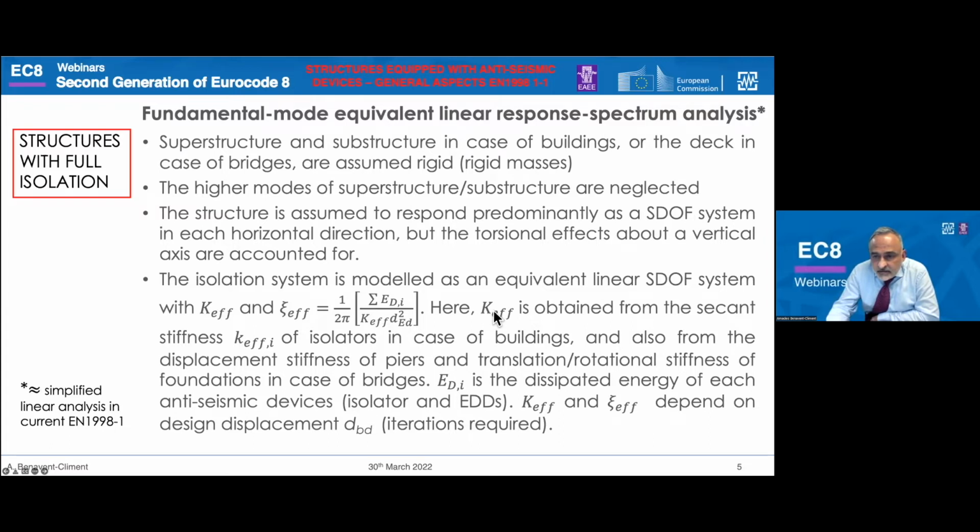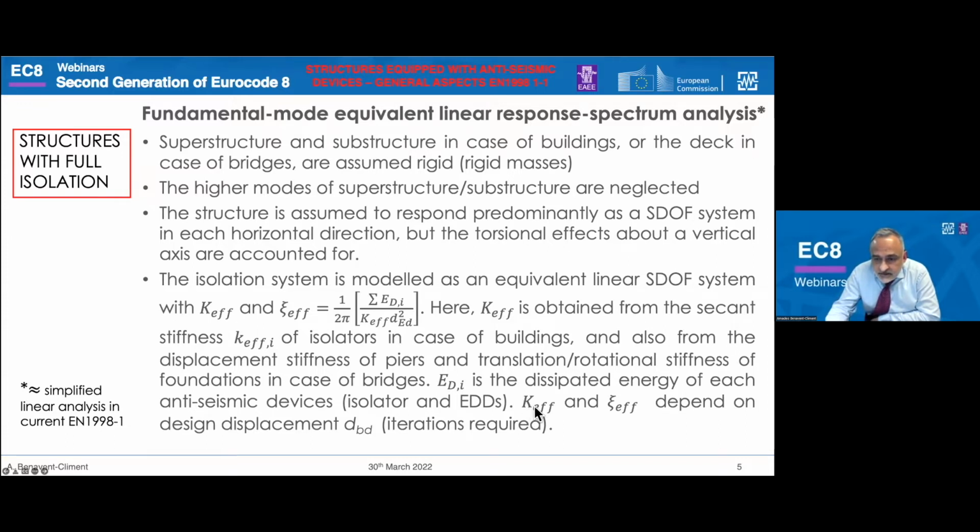Here, the effective stiffness is obtained from the second stiffness of the isolators in case of buildings, and in case of bridges it also includes the contribution of the displacement stiffness of piers and the translation and rotational stiffness of foundations. And here, EDI is the energy dissipated by each anti-seismic device in one cycle of displacement at the frequency of the mode considered.